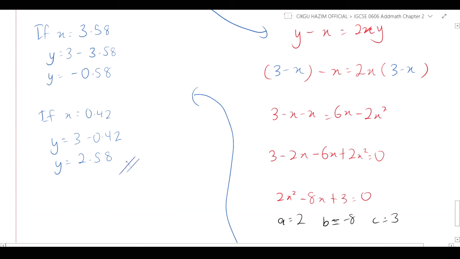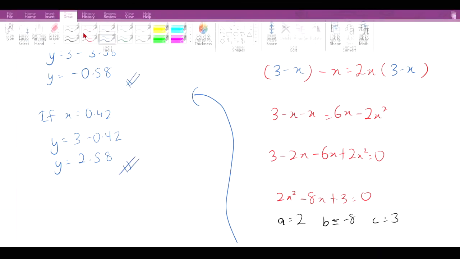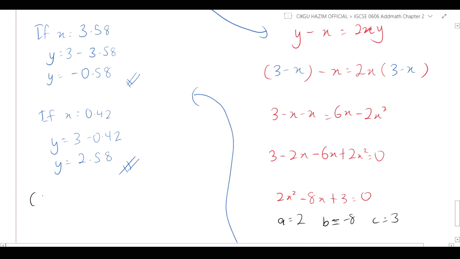So that's how we do this question, so that you get the two coordinates here. If x equals 3.58, then y equals negative 0.58. If x equals 0.42, then y equals 2.58. That's how we do this simultaneous equation.